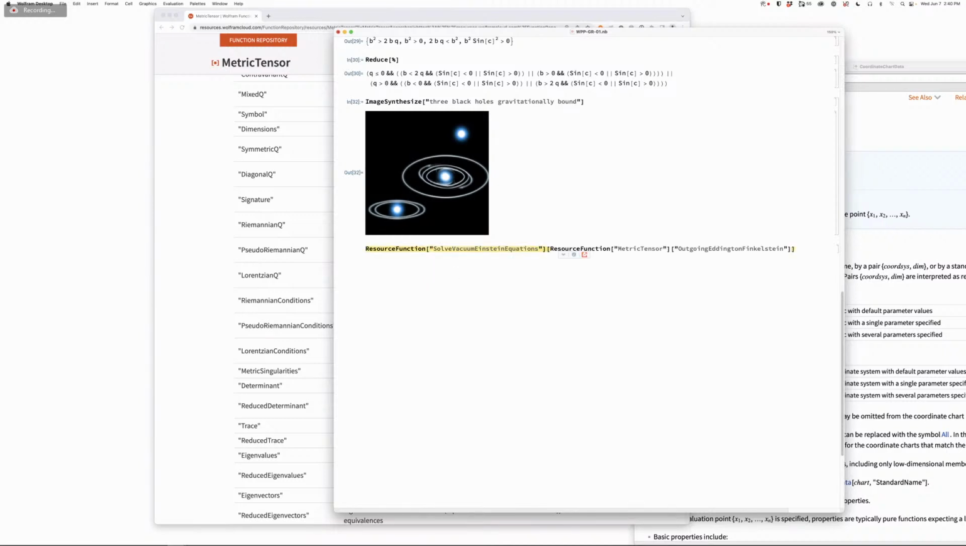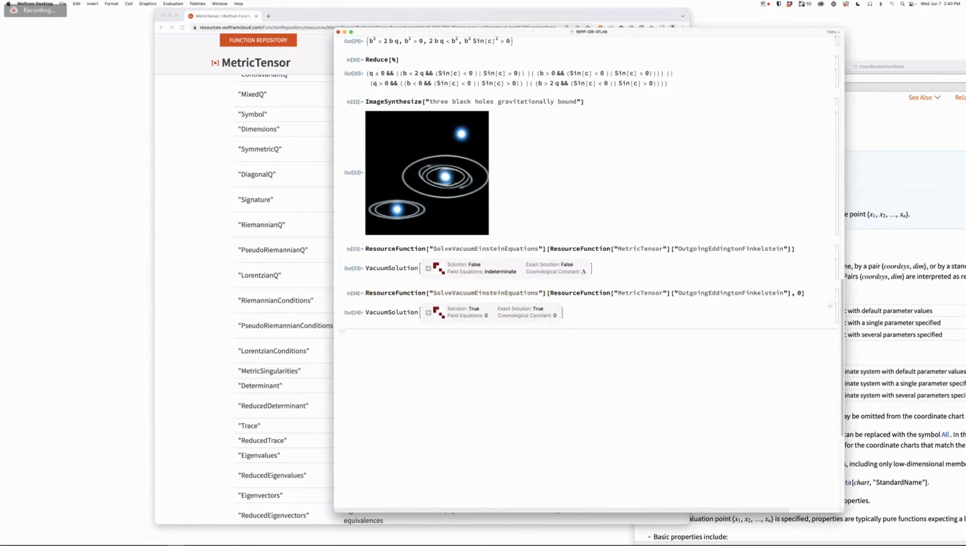On the metric tensor, and then you probably want to say comma 0 to say that you want 0 cosmological constant. Otherwise, it will assume non-zero cosmological constant, and then it won't work. Okay, so it's telling you that is an exact solution to the field equations. How do I tell that from this? It says exact solution true.